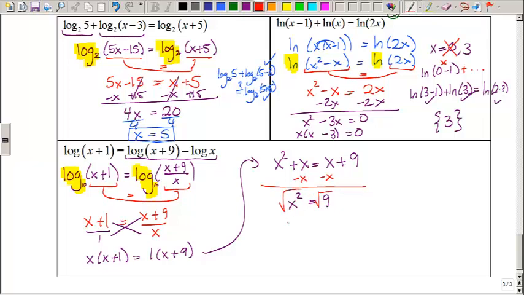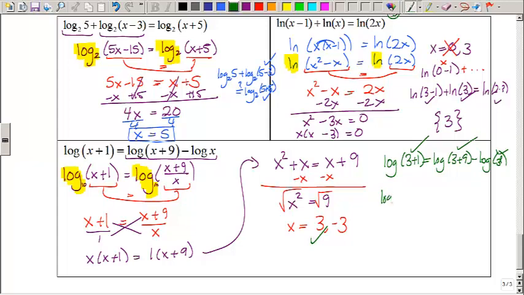Next, I can take the square root of both sides, and my answer is positive 3 and negative 3, because when you take the square root of both sides, you take the plus or minus. Before I can say that these are my two answers, I have to check my work. The only reason I have to check my work is to make sure the arguments are not 0 or negative. So when I plug in, we'll start with 3. 3 plus 1 is positive, that's good, equals log of 3 plus 9. 3 plus 9 is 12, that's positive, minus log of 3. 3 is positive. Notice I'm only checking the arguments, or the thing inside the parentheses with the log. So 3 looks like it's a good solution.